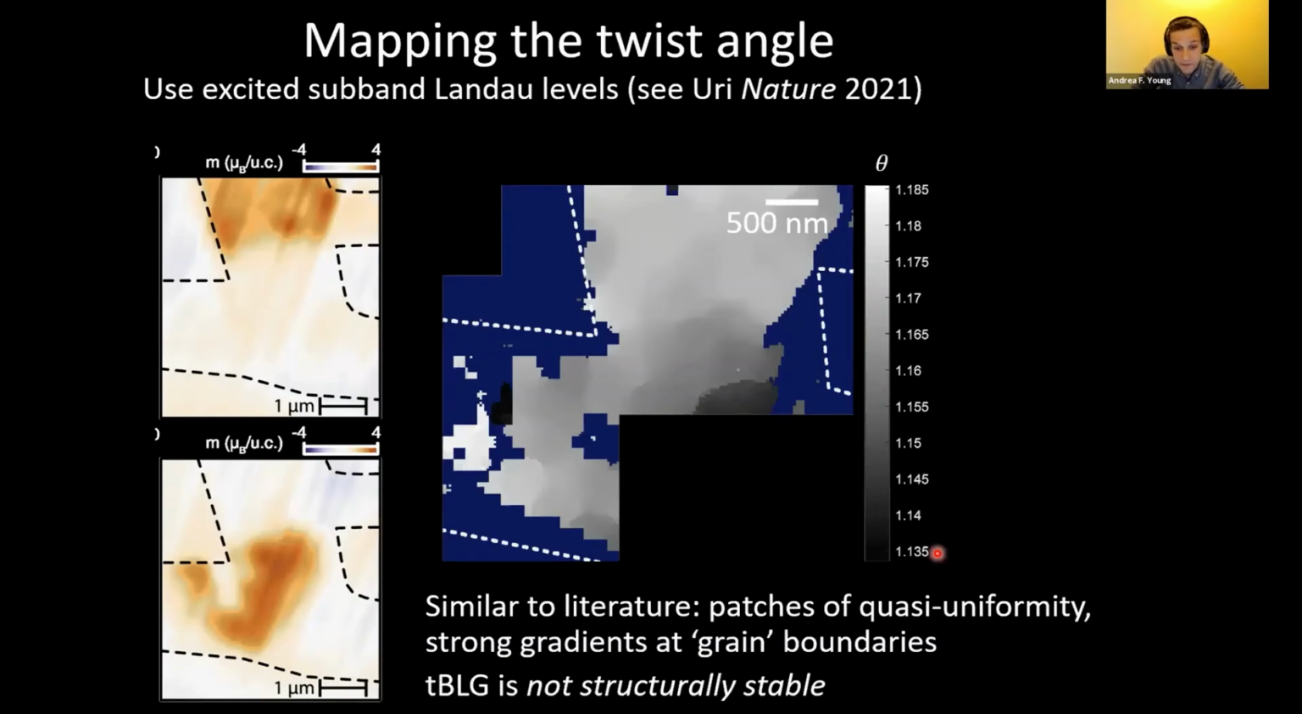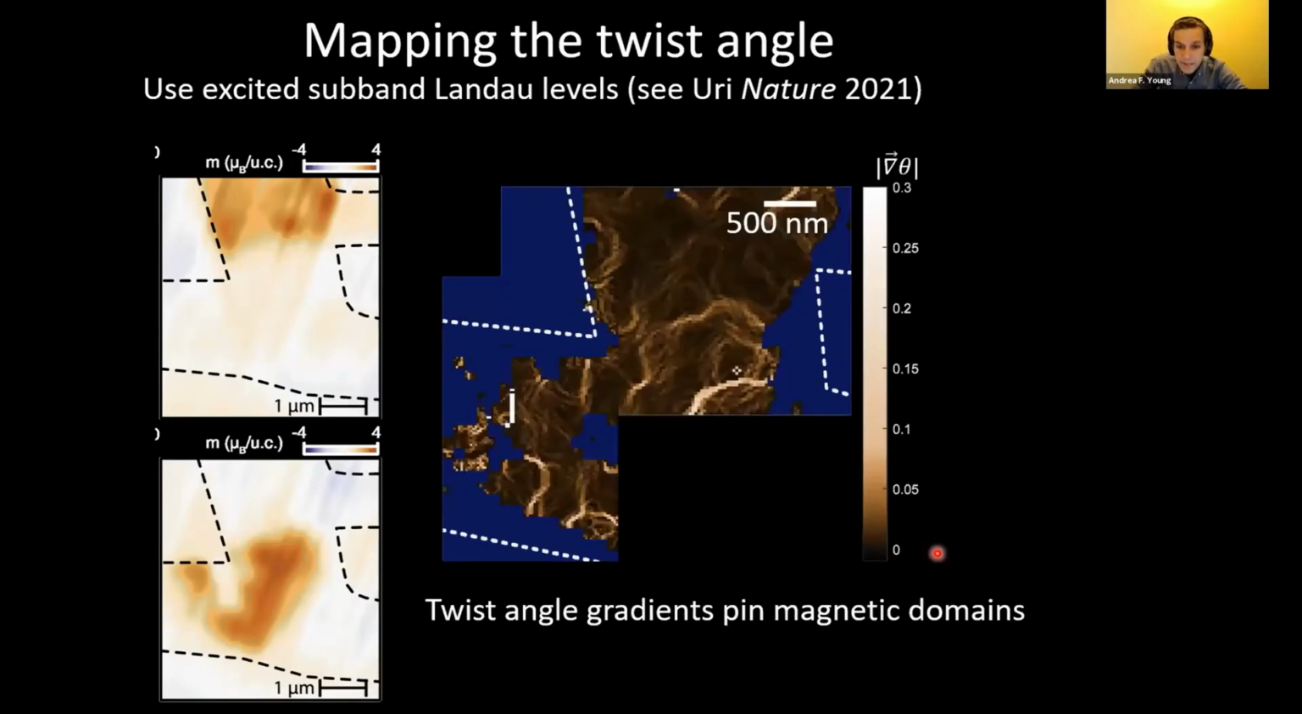They would prefer to be Bernal, and so you're always quenching strain into your final device, and it's sort of a dark art of whether you can do that better or worse, but it's hard to avoid completely. And so if you now plot the gradient, you can see that there are some places with very strong gradients, and then there are places with much weaker gradients with higher uniformity.